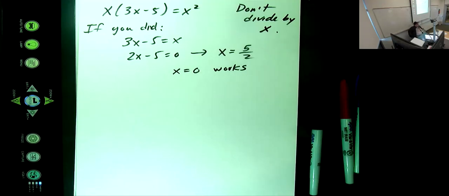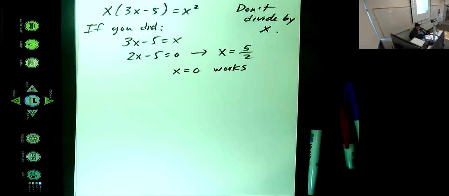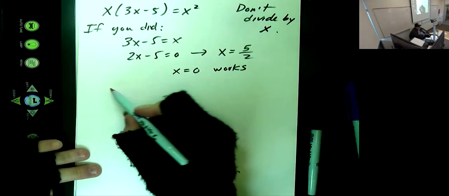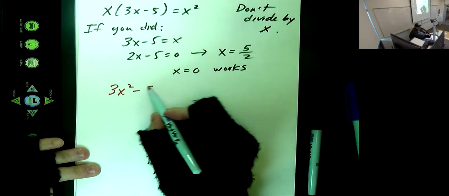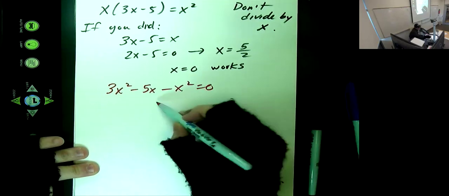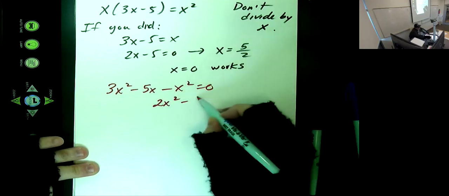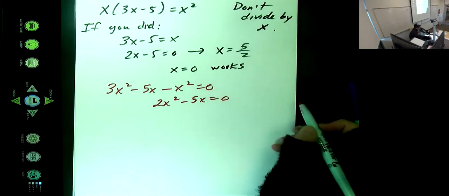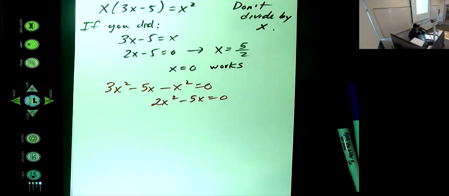So while it might be like, oh, that makes things easier. Yeah, it does, but you also miss answers. So instead, multiply it out, collect the terms. You do something like 3x squared minus 5x, and then subtract the x squared over, bring it over, and you got 2x squared minus 5x equals 0. Then you could factor and your x equals 0 will pop out there.